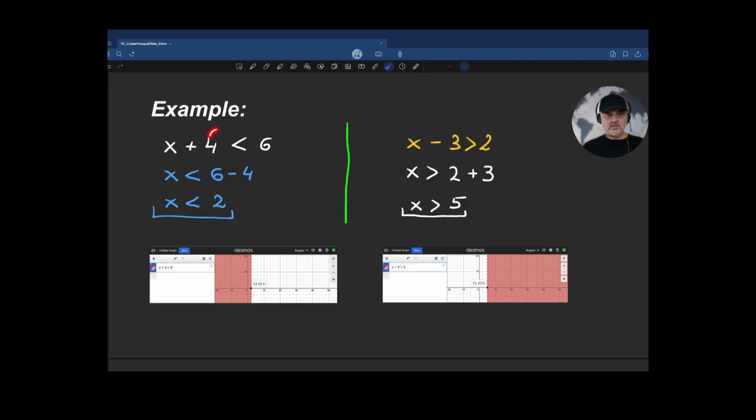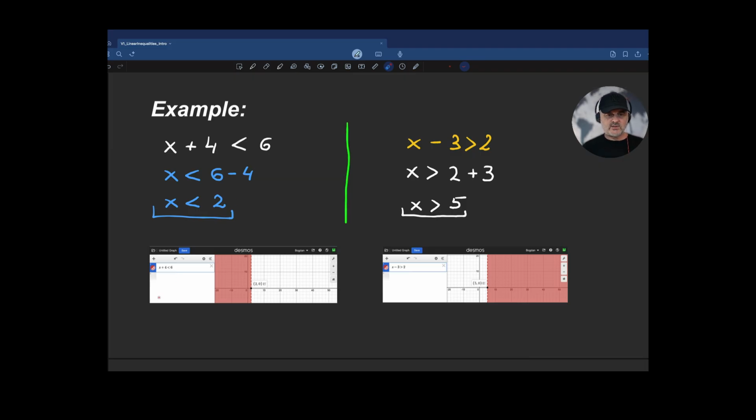So positive 4 is being shifted to the right side by subtracting. That's why in the line below you see x is less than 6 minus 4. When you complete the subtraction, you get 2. So there you go. x is less than 2 represents the set of all real numbers that are less than 2. Not equal, but has to be less than 2.